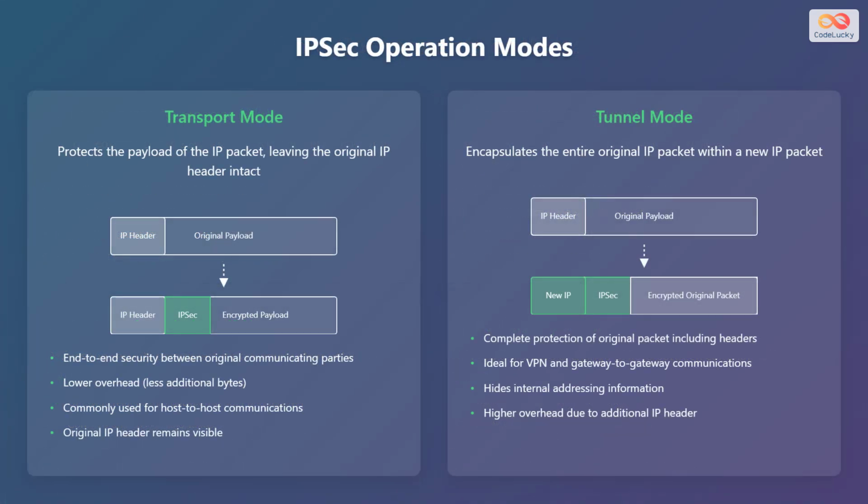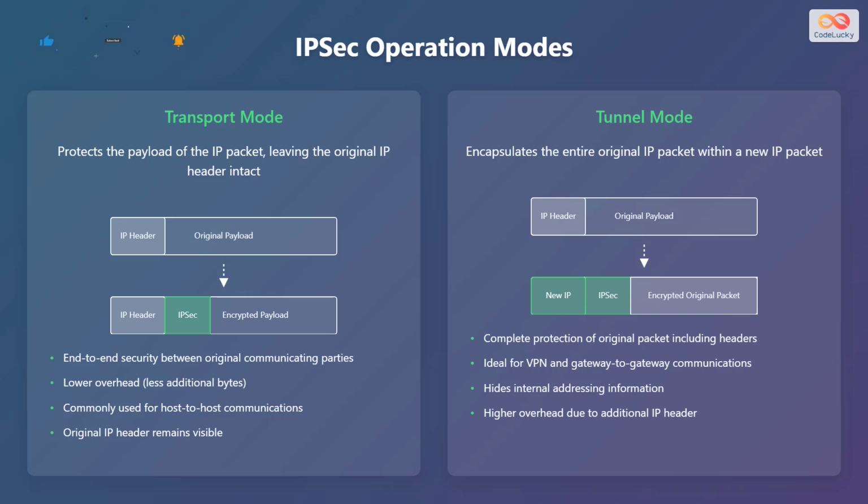IP security operates in two primary modes: transport mode and tunnel mode. Let us discuss them one by one. In transport mode, only the payload of the IP packet is protected, while the original IP header remains intact. This mode provides end-to-end security between the original communicating parties. It has lower overhead and is commonly used for host-to-host communications. However, the original IP header remains visible.